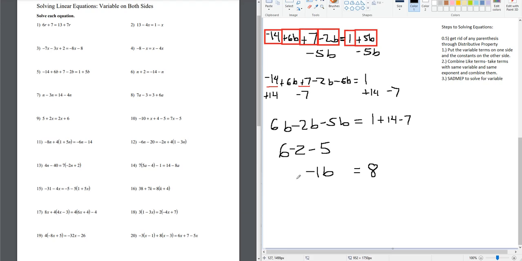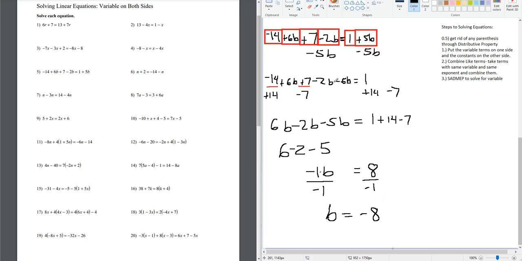And again, I want the b to be absolutely alone. There should be absolutely nothing there except for the b, except for my variable. In this case, there's a negative 1 there. So I'm going to divide by negative 1 because originally this was negative 1 times b. So the opposite of times is division. Divide by negative 1. So I end up with b is equal to negative 8. So there's that.